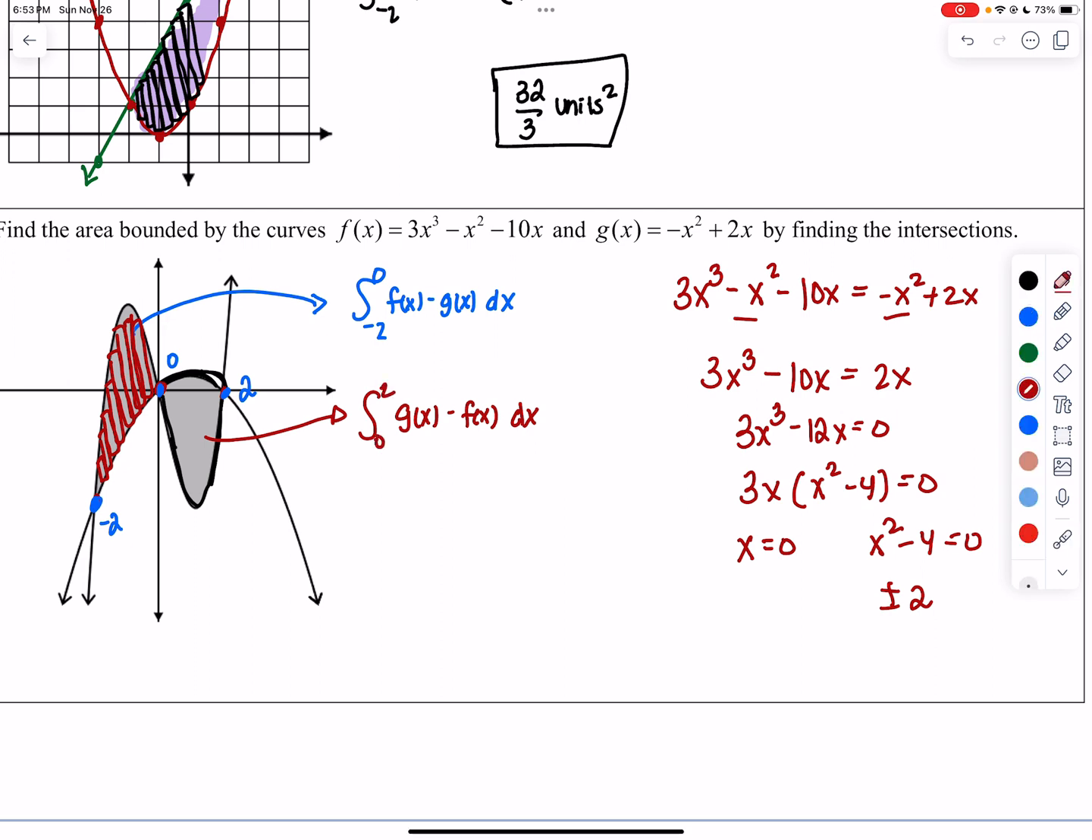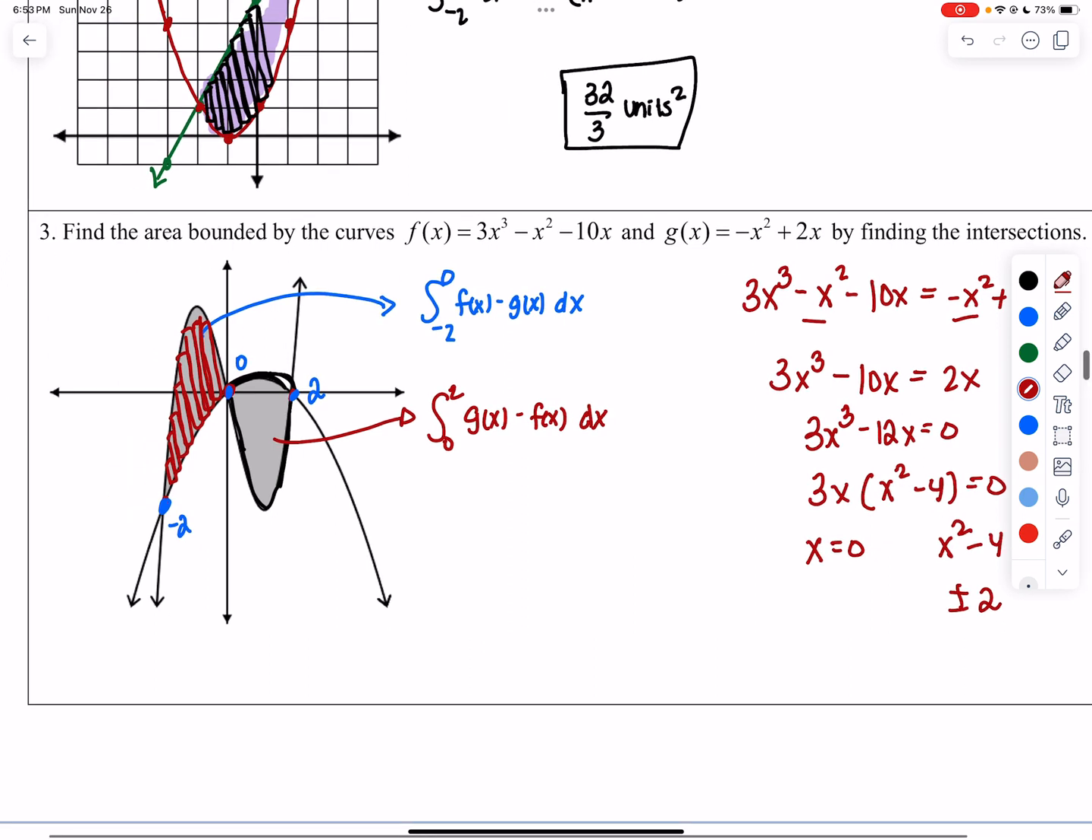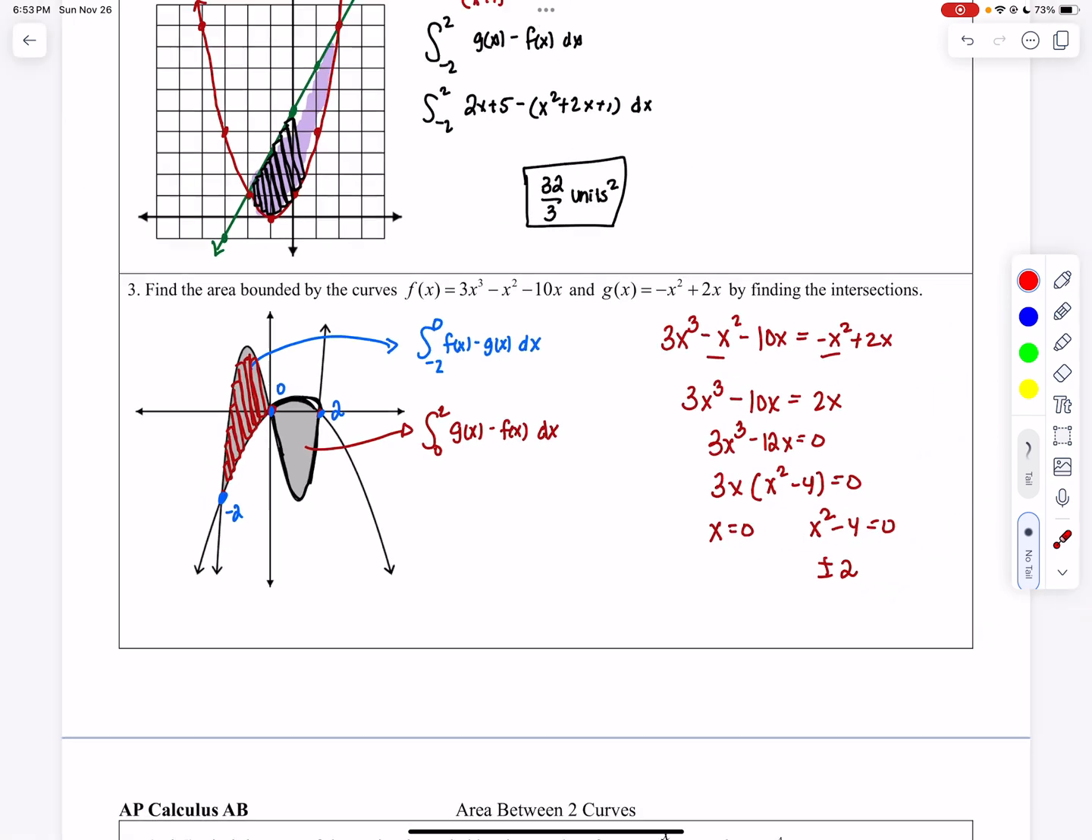At this point, I'm not going to give you the answer, and I'm going to stop here. Hopefully by now, what you're going to do is just integrate this and integrate this, but making sure that order matters, because this is f of x minus g of x. You're going to do 3x cubed minus x squared minus 10x minus negative x squared plus 2x. Because this is g of x minus f of x, you're going to do negative x squared plus 2x minus 3x cubed minus x squared minus 10x.